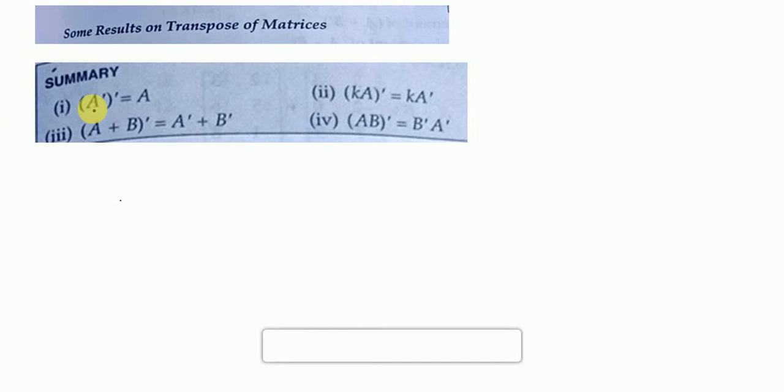So if A is any given matrix and we take its transpose, and then take the transpose again, we get the same matrix back. Next, K into A dash: when the elements of matrix A are multiplied by K, where K is a scalar constant, any number.